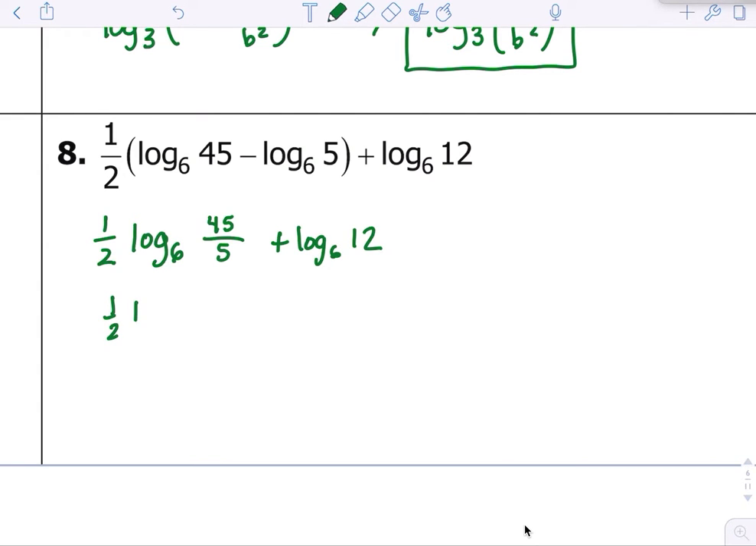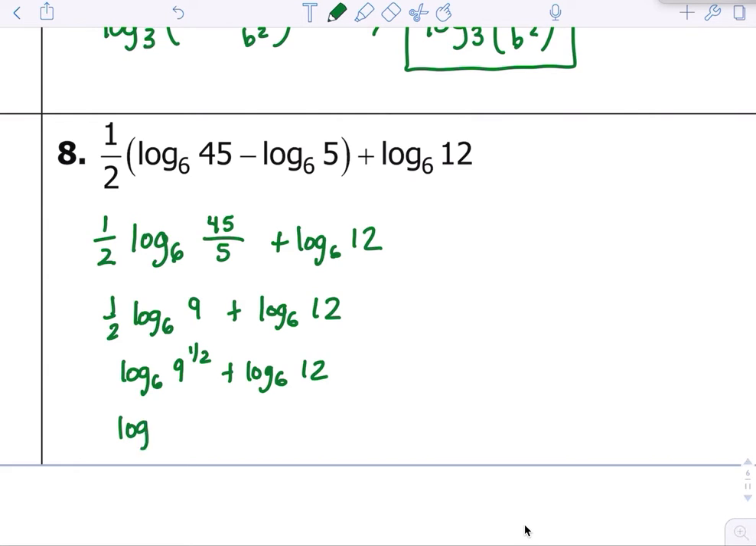So we're going to get 1/2 log base 6 of 9 plus log base 6 of 12. Now, let's move this power over there because, right, we usually always like logs by themselves. So log base 6 of 9, this is your power rule, to the 1/2 plus log base 6 of 12. Now remember, you guys, 9 to the 1/2 is square root of 9. So what we really have is log base 6 of 3 plus log base 6 of 12.